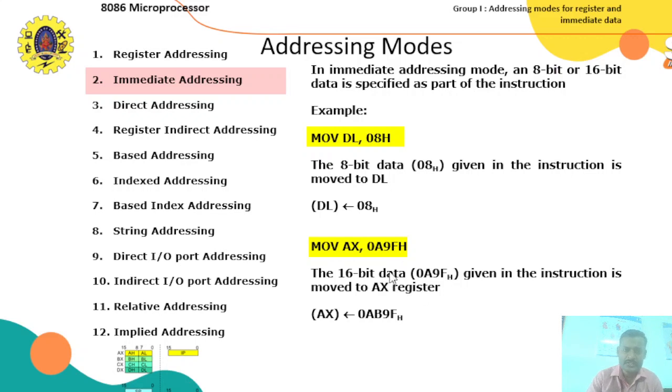Look at this, the actual value here is 0A9F. For example, if the first letter is an alphabet, we cannot use it directly. If we have an A, we need to put a 0 as its first digit. So the first character of the value should be a number, not an alphabet.